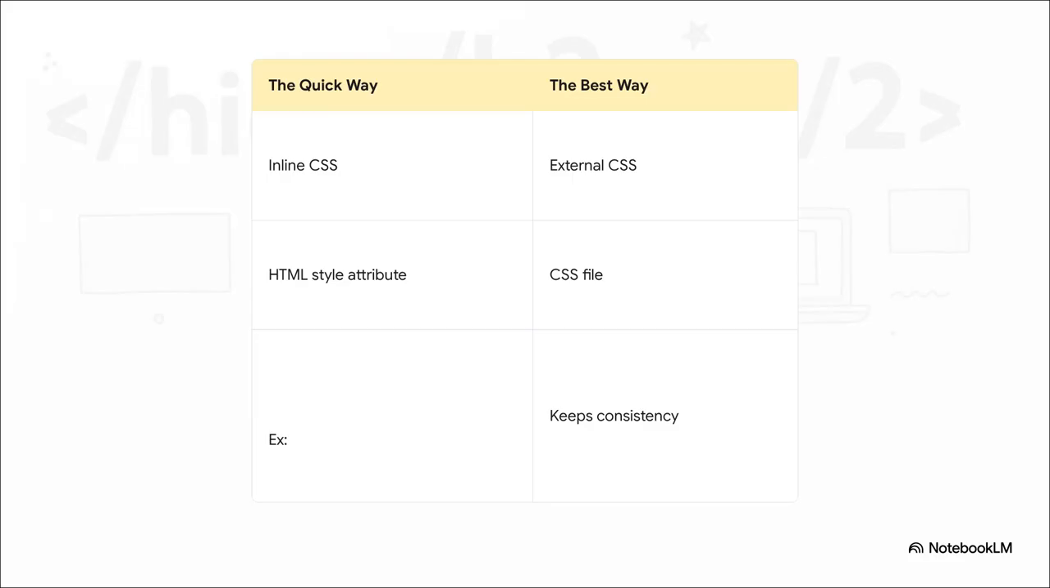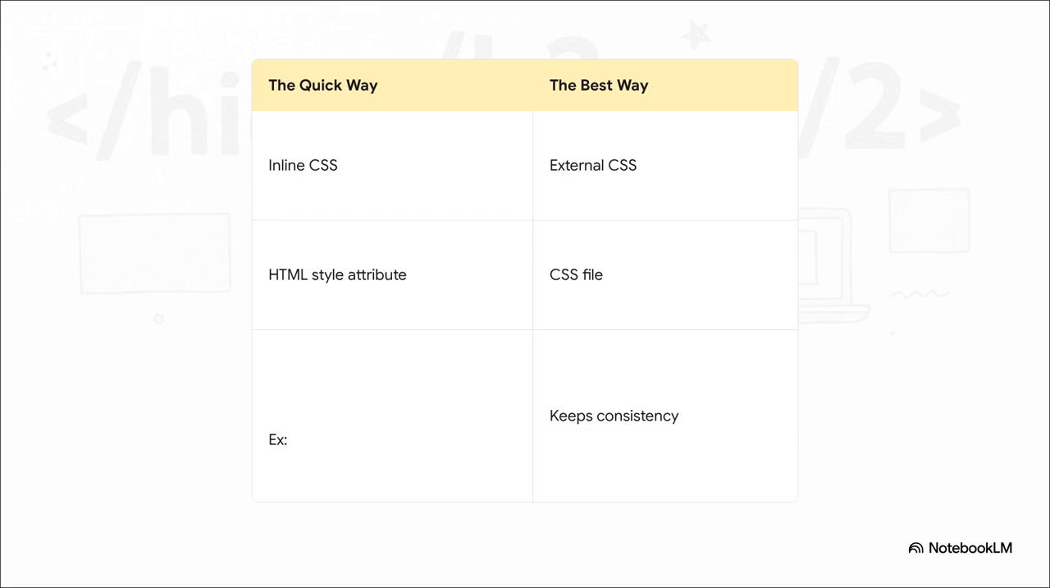Let's look at the 2 main ways you can pull off this CSS magic. On the left side, we have the quick way, using inline CSS. This is where you use the style attribute directly inside your HTML tag. So for example, typing style equals font size 60 pixels right inside the H1 tag. Now this is a quick fix if you only want to change one specific heading on the fly.